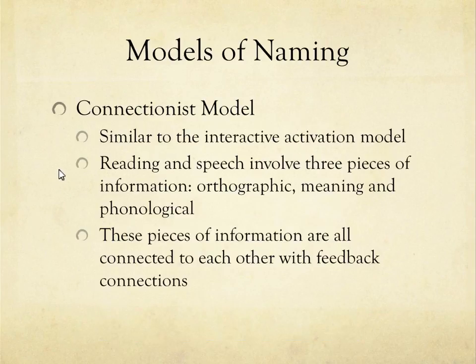And it's very similar to that interactive activation model or parallel distributed processing. Reading and speech involve 3 pieces: the way it looks, the way it sounds, and what it means. And all of those are connected to each other, and they feed back into each other. So there's no separate side race system. It's that they're all connected and they're all kind of talking to each other all the time. And that's the biggest contention between the two, although they're not totally dual root in this model, they're not totally separate things.